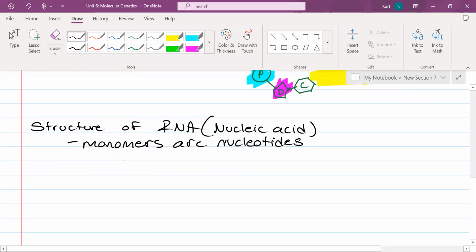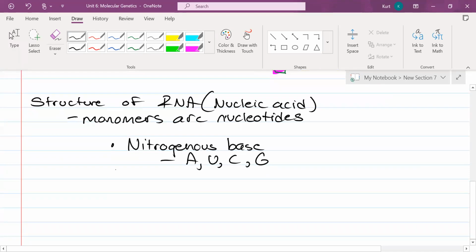So, the first question on the first FRQ of the first mock exam: what are the parts of an RNA nucleotide? The nitrogenous base, which is A, U, G, C. Notice that U replaces T. That's how you can tell it's RNA. What else? Another phosphate group.